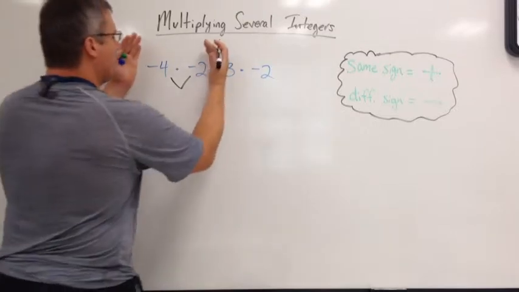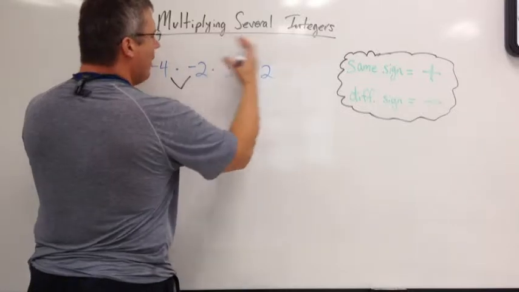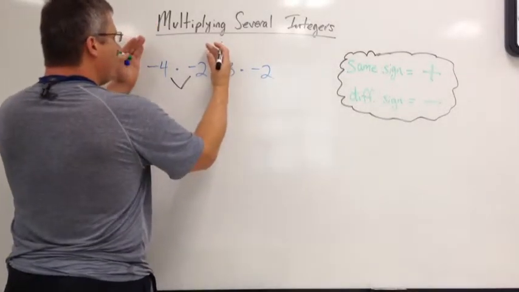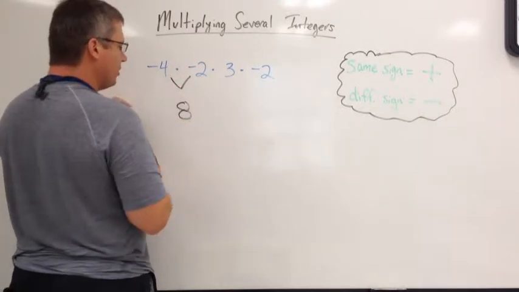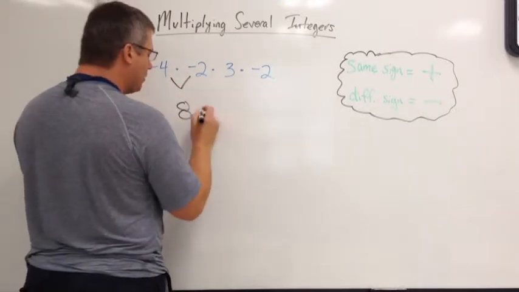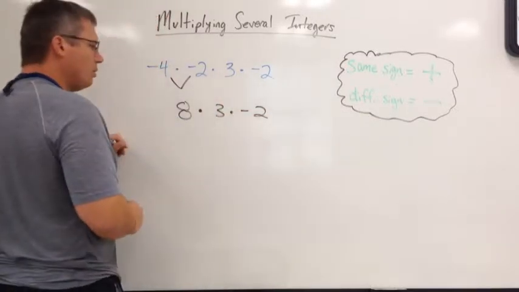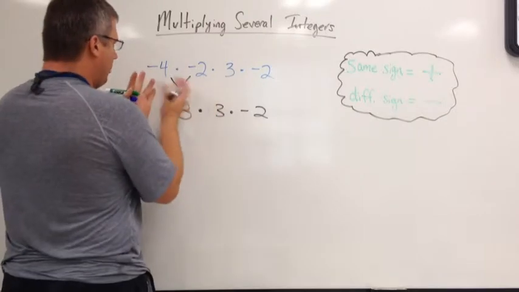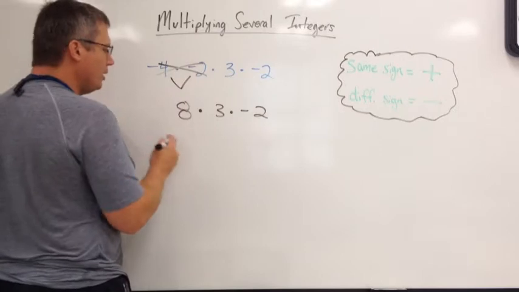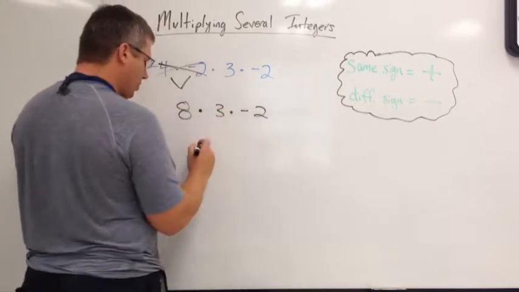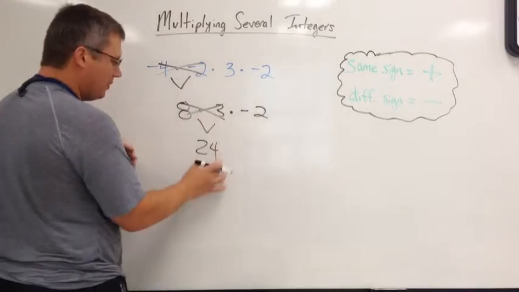So let's just focus on these two numbers, -4 times -2, and not worry about the rest of the problem. -4 times -2, same sign, so that gives me a positive answer. Now I still have the rest of it. I still have a +3, I still have a -2. Okay? The -4 and -2 have now merged into the number 8, they're done. So now I can look at the next two. 8 times 3 is 24. They're done. And by the way, they're positive, so I get a positive answer.